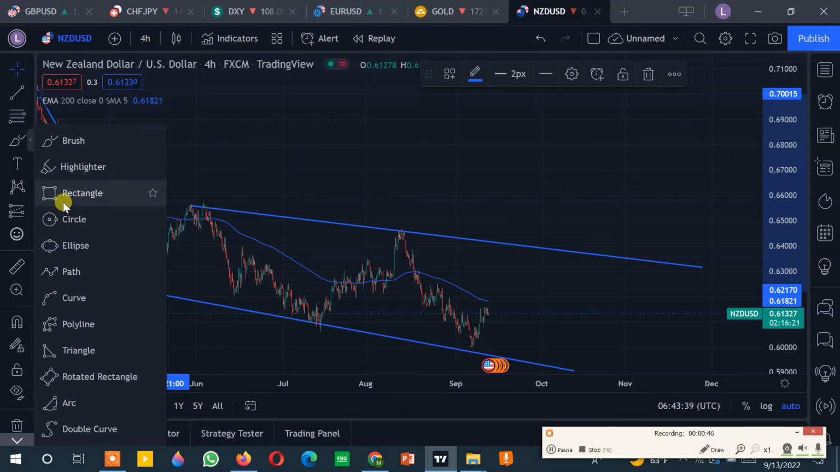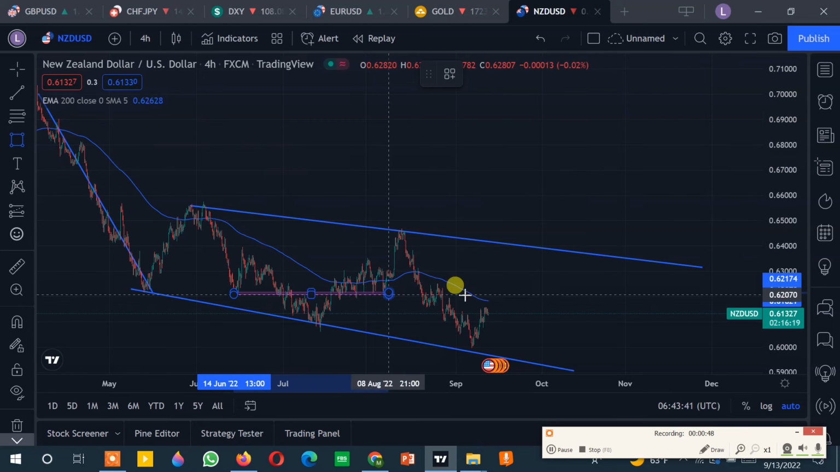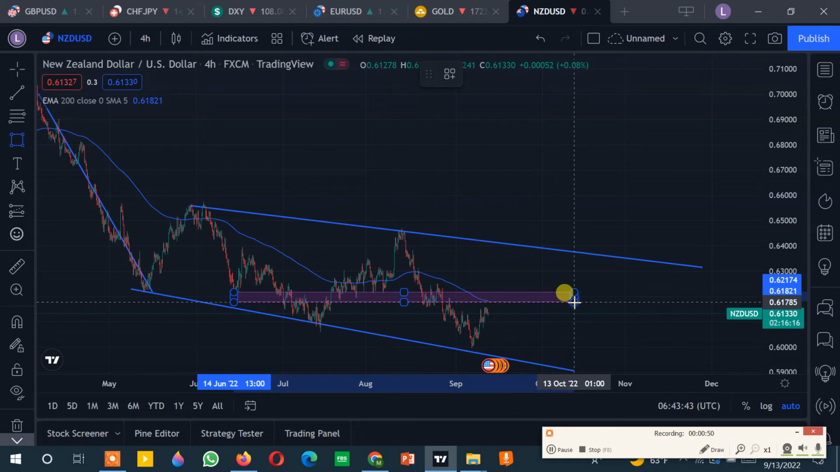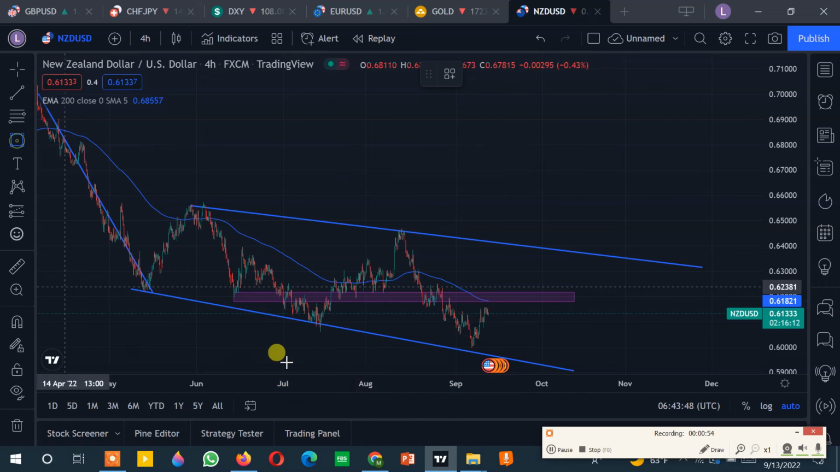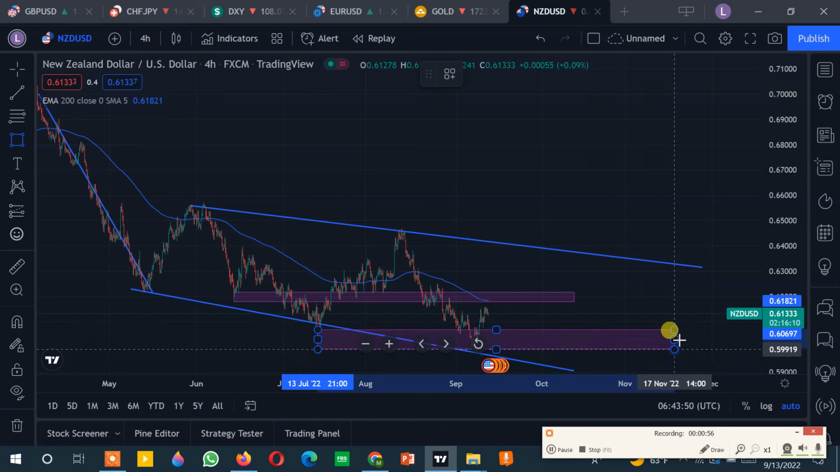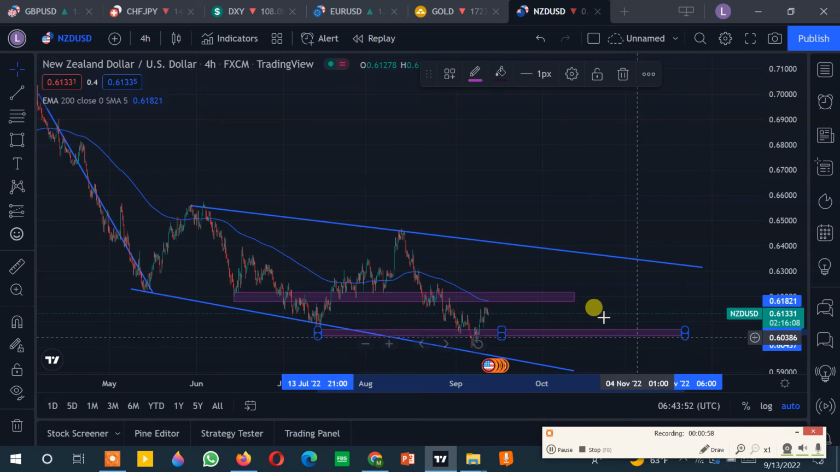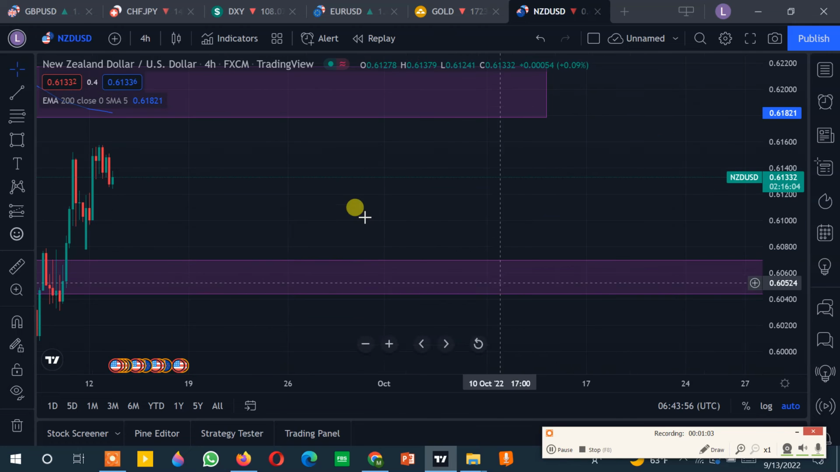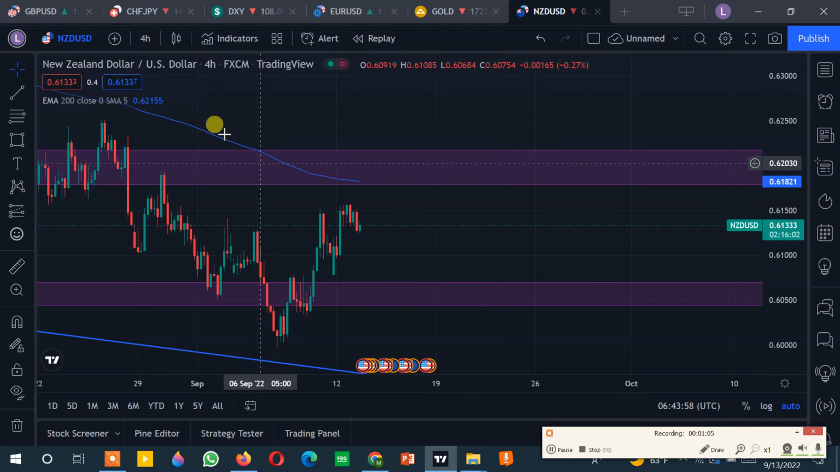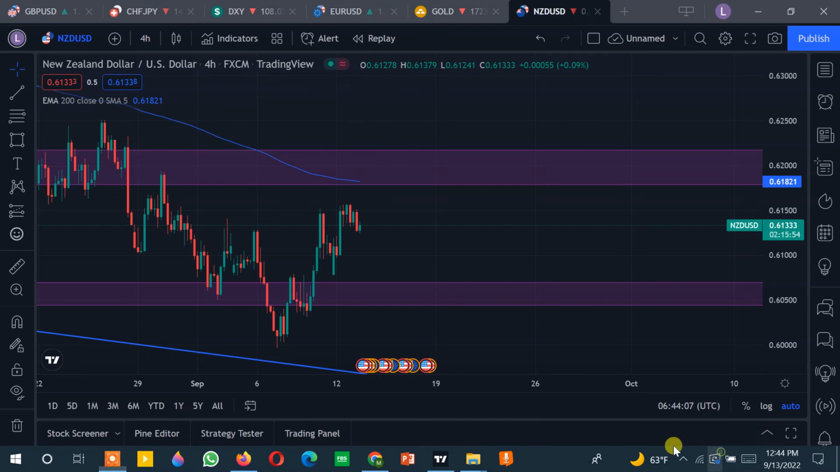So now we are drawing a horizontal support and resistance area. It is a good resistance area. It is a horizontal support area. We are making a big one. The 200 EMA acts as dynamic resistance for this market.